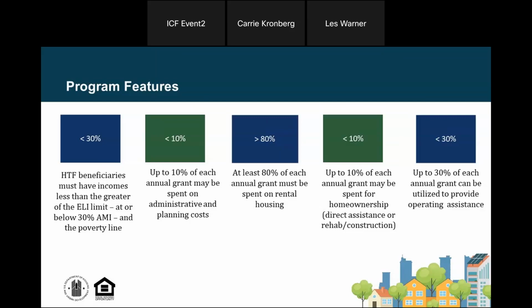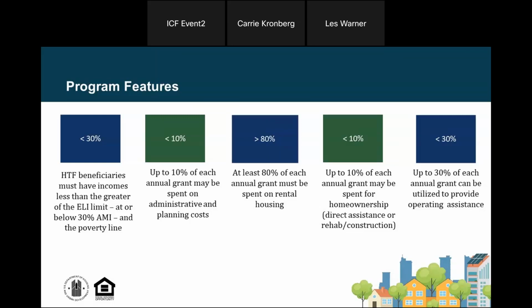10% of that annual grant can be used for home ownership, and that could be direct assistance or could be rehab or construction. Currently, you will probably not see housing trust funds being used in conjunction with home ownership because of this restriction that 100% of the funds are being targeted for households at extremely low income levels, which tends not to be seen as an appropriate target for home ownership.